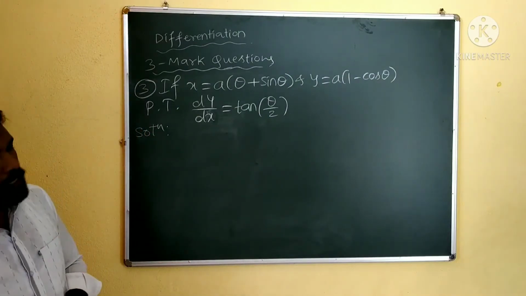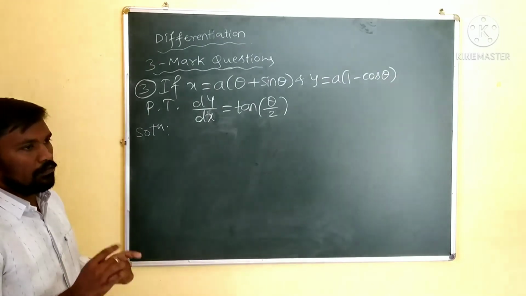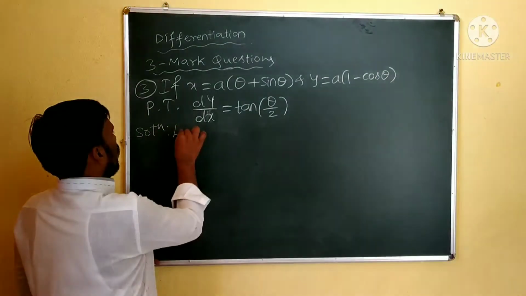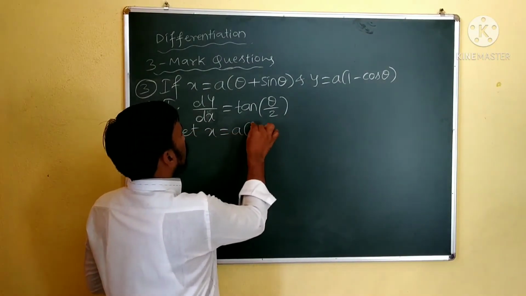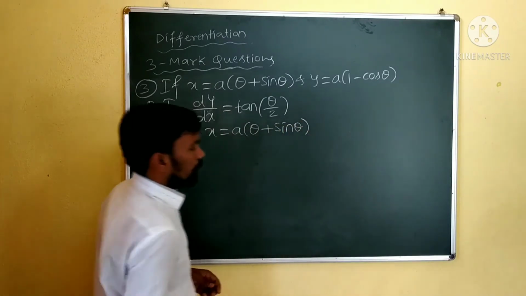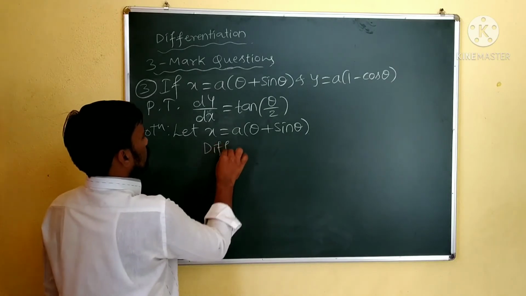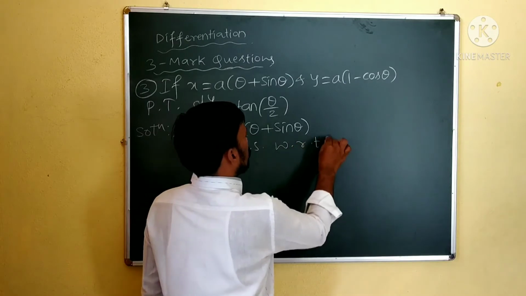We can differentiate both the equations with respect to theta. So let us take that first equation. Let x is equal to a into bracket open theta plus sin theta. This is the first equation. Now differentiating both sides with respect to theta.